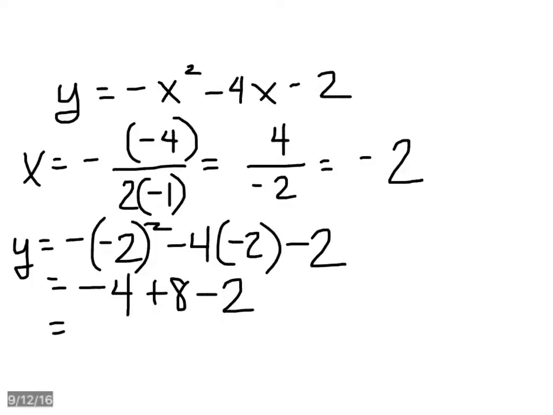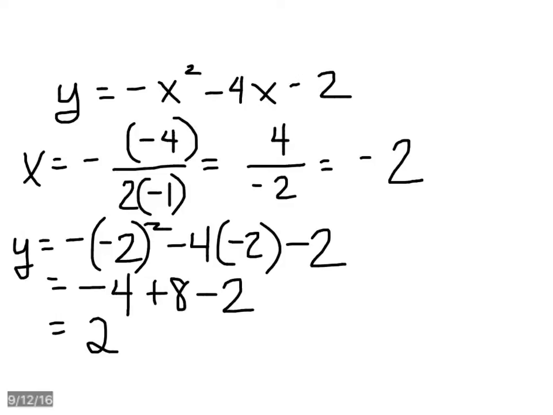2. Now, that 2 is the minimum or maximum value. Is it a minimum or a maximum? Maximum. How did you know it was maximum this time? It's negative. Great. Because a is negative. If a is negative, that means it's going to open down.